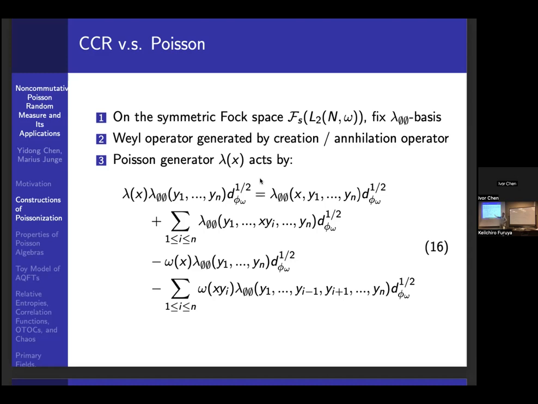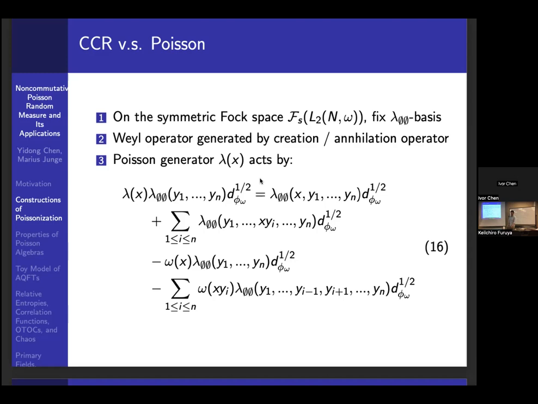I multiply with a number, I multiply with x inside it. So compare with the Weyl operators, the generators for Weyl operators, what do we have? Weyl operators, they are creation and annihilation. You go from n to n plus one by creation, you go from n to n minus one by annihilation. We still have these two pieces, but we have something else. That's it, there's no magic to it, very explicit. But the claim here is that lambda of x generates a different algebra, which is the Poisson algebra.